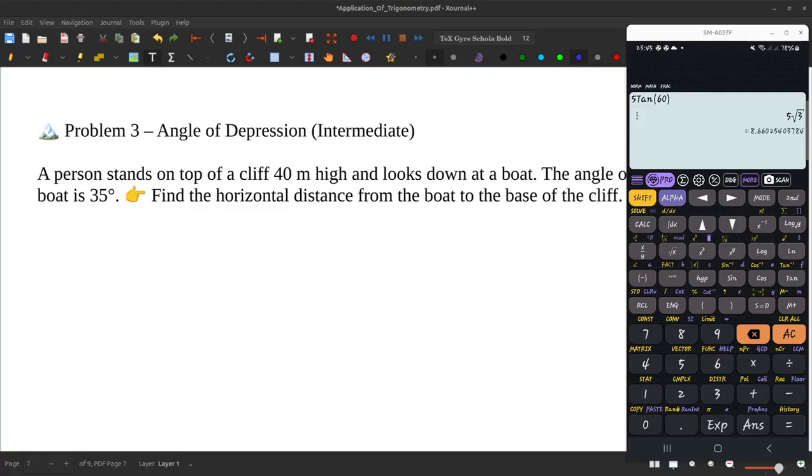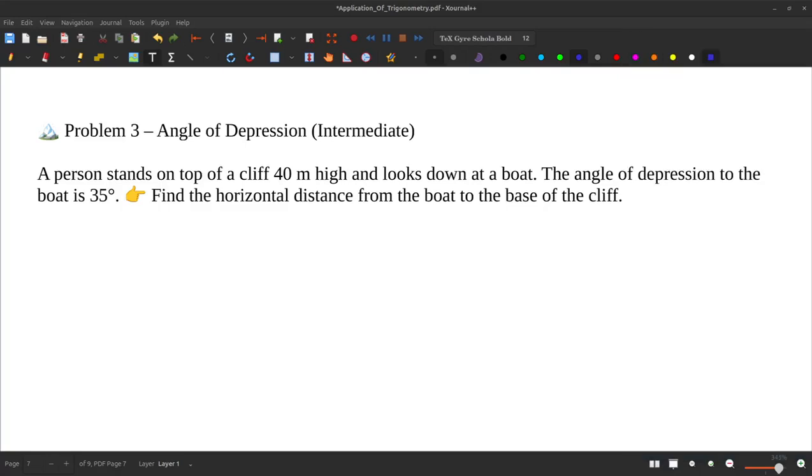Still on angles of elevation and depression, let's check this other problem real quick. A person stands on the top of a cliff 40 meters high and looks down at a boat. The angle of depression to the boat is 35 degrees. Now let's try to draw.